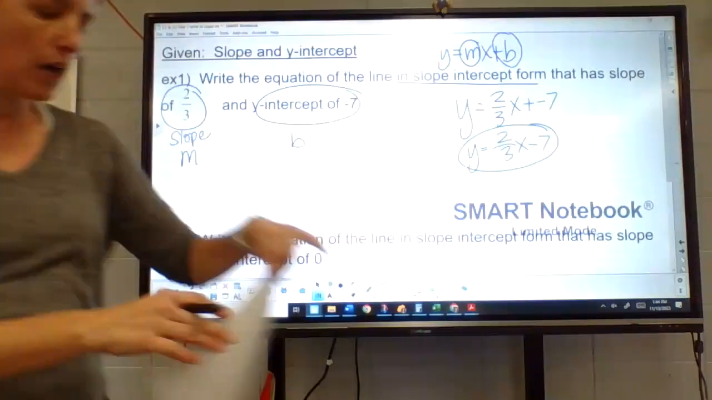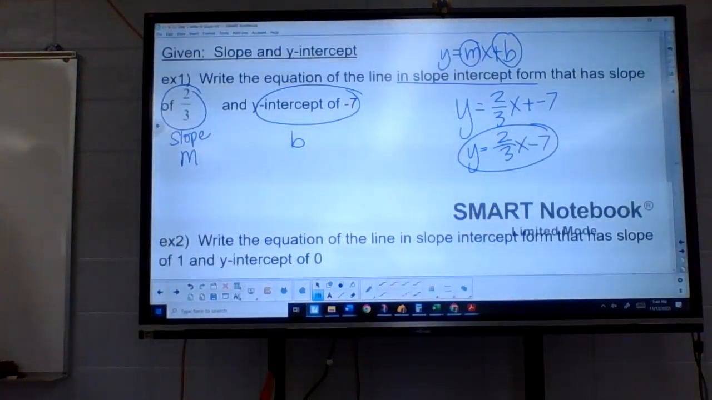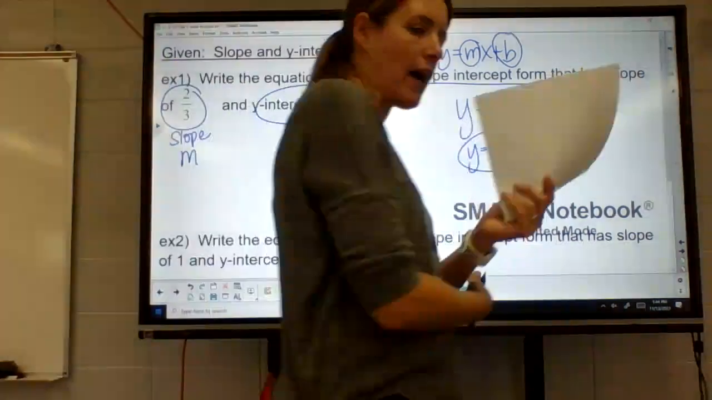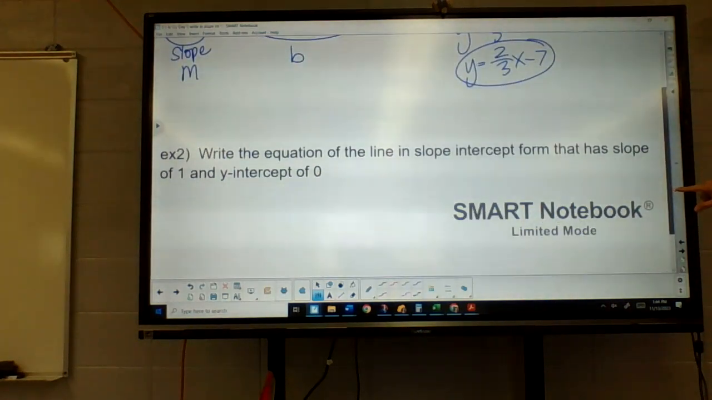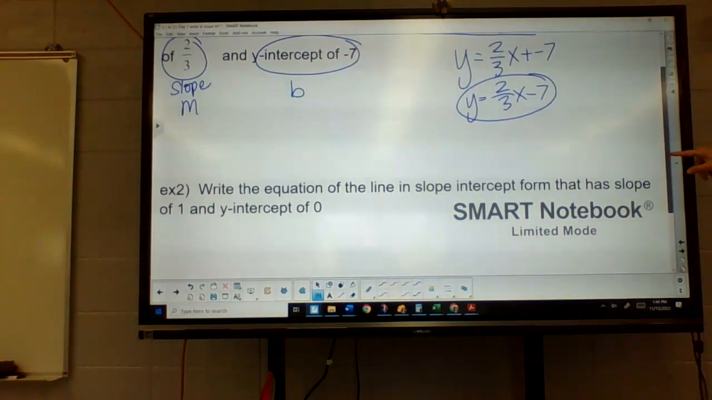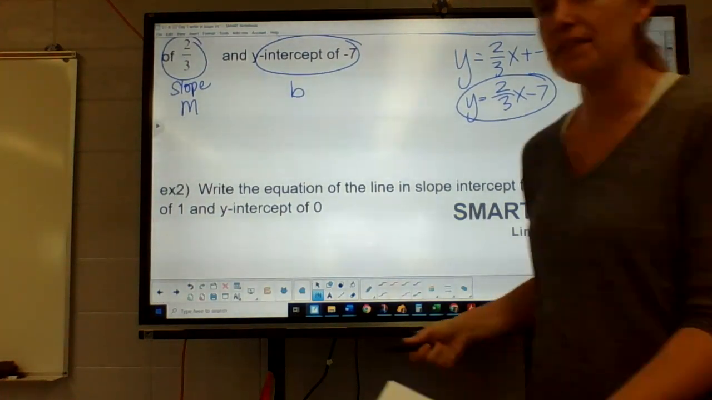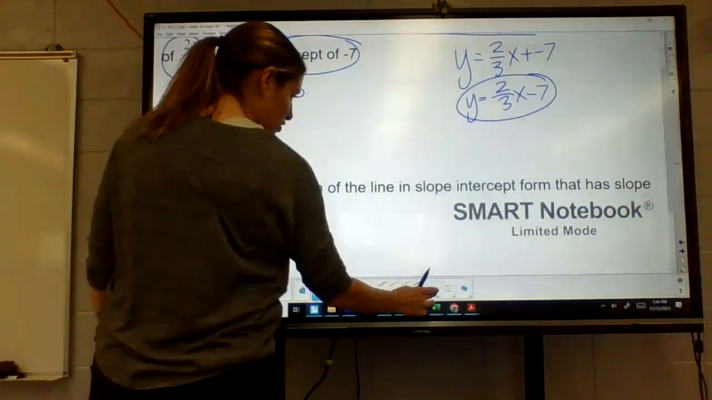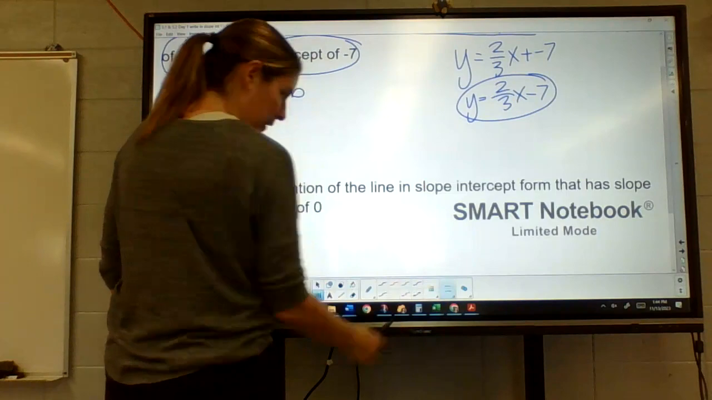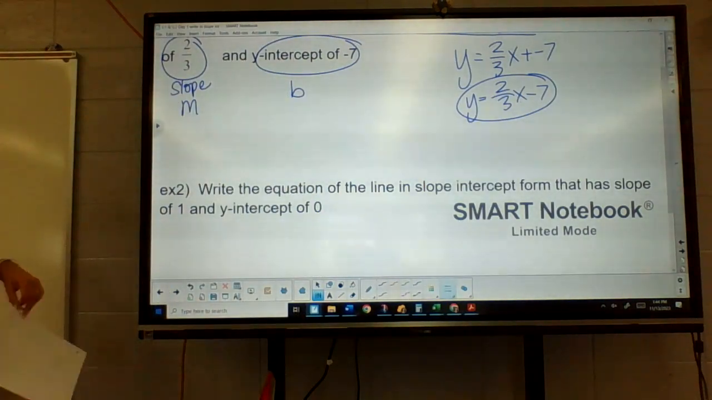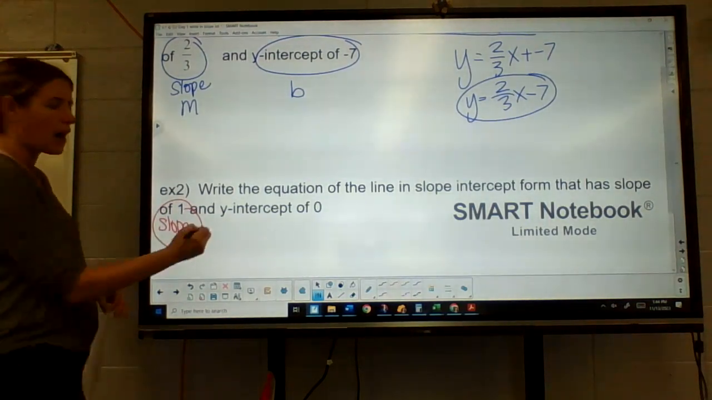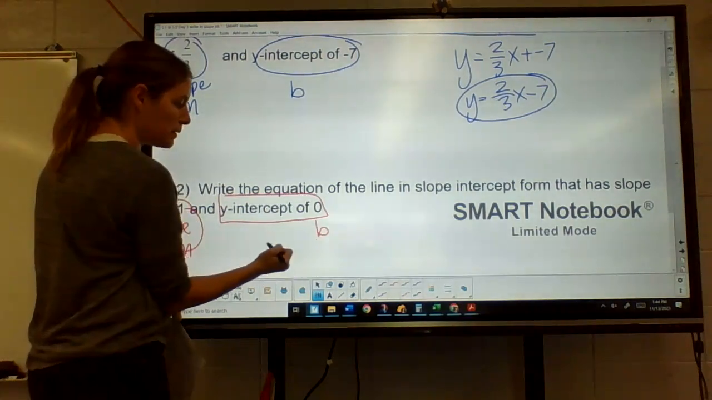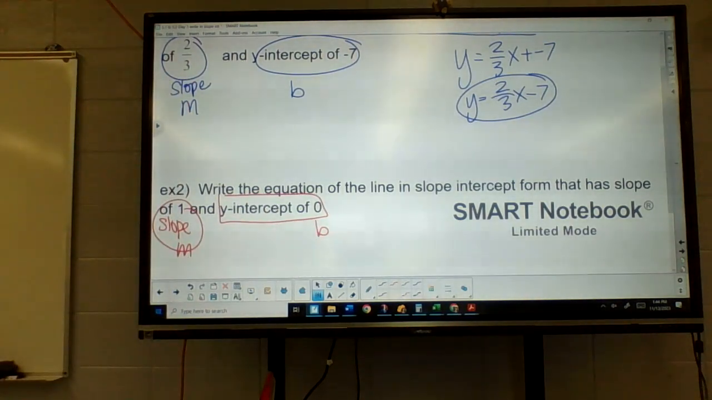Okay? So our next one here, it says write the equation of the line in slope-intercept form that has a slope of 1 and a y-intercept of 0. This is probably the most basic of linear equations we can write, where the slope is 1 and the y-intercept is 0. Kind of as basic as we can get. We actually called this the parent graph a few sections ago. We talked about the parent graph being very basic. So again, here's our slope. So that's our m. Our y-intercept is 0, which is our b. So we should be able to write that equation.